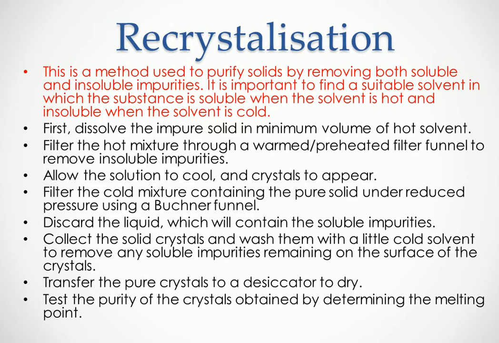Okay, so then we're going to discard the liquid filtrate from our filtration, which contains the soluble impurities, and we're going to collect the solid crystals that are on the filter paper and wash them with a little cold solvent to remove any soluble impurities remaining on the surface of the crystals. So we did remove the soluble impurities from the liquid filtrate, but there might be some remaining on the surface of the crystals. So to ensure that it's really pure, we just use a little cold solvent and we remove any soluble impurities remaining on the surface.